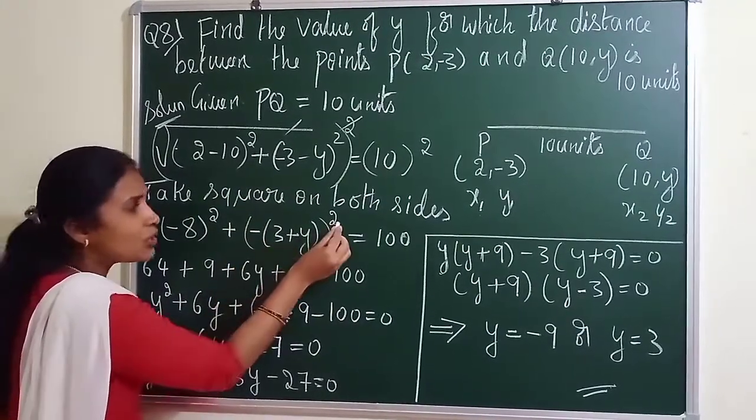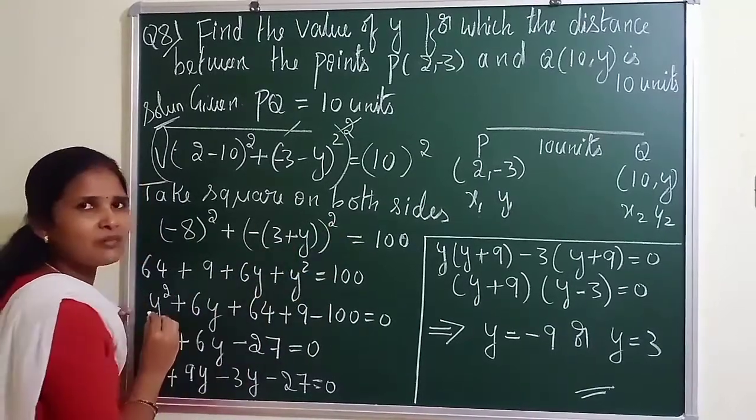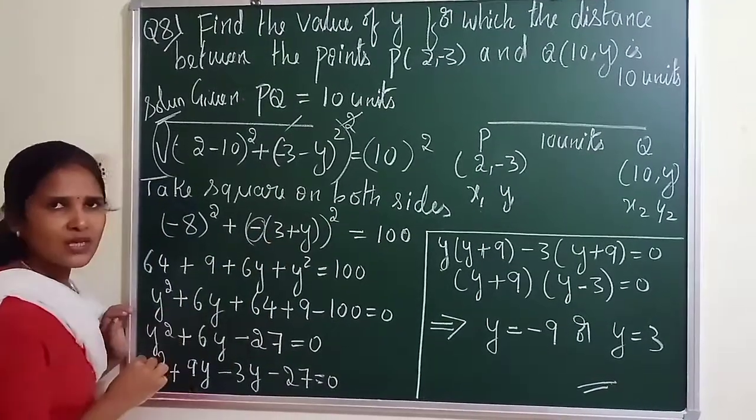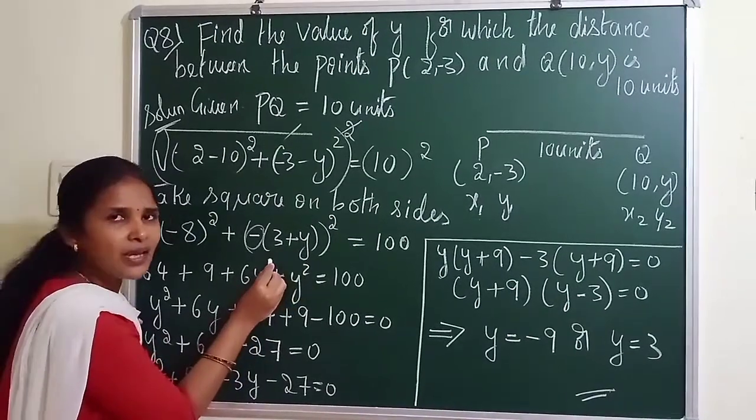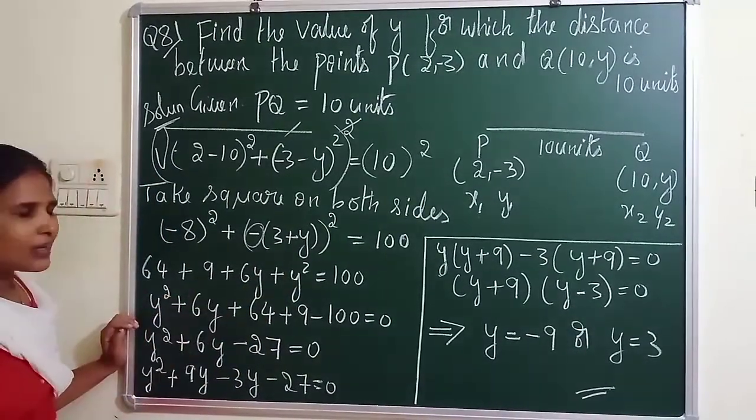And you know minus whole square is there. Minus into minus becomes plus. So this minus goes away. Then it converts into (a plus b) whole square. Then it is easy to calculate.